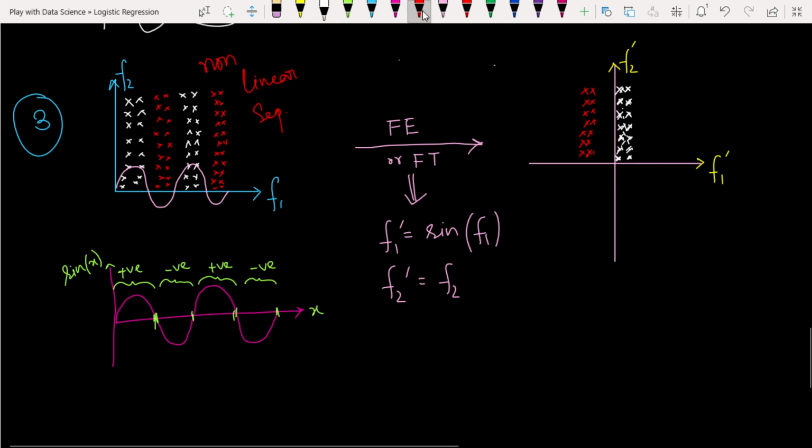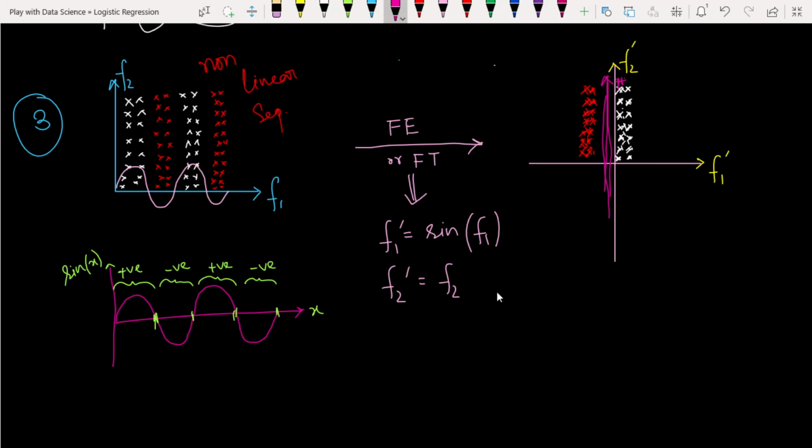Now let's see the second strip of the red data, this portion. Again it is negative on this side, and f1 dash will be negative, and f2 as well. So this kind of data will again be in this region. Okay, now you can see it is easily separable here, in this region, using a linear separator.